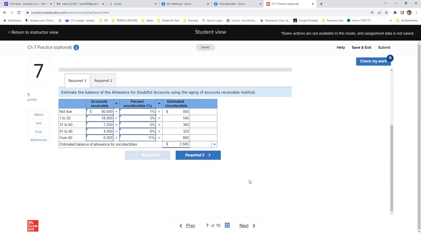Now we've got everything total. Oh, okay. We have to indicate whether this is a debit or a credit balance. It's going to be a credit balance because that's what we're having to raise the amount up to in allowance for doubtful accounts.